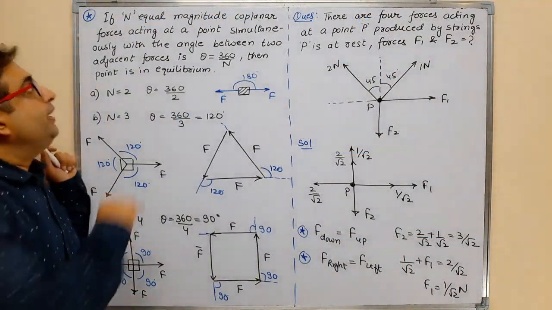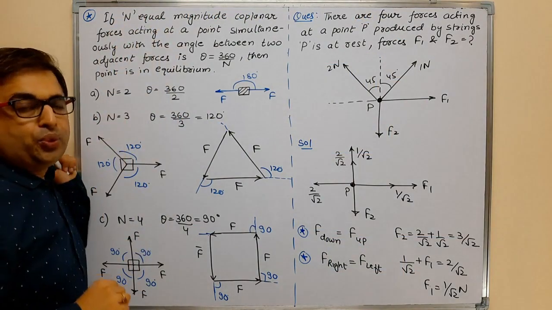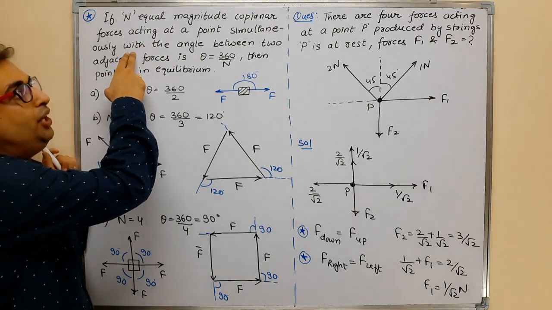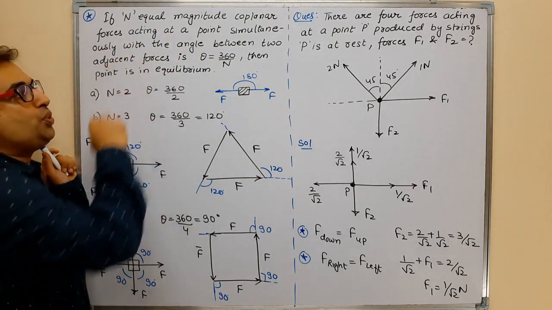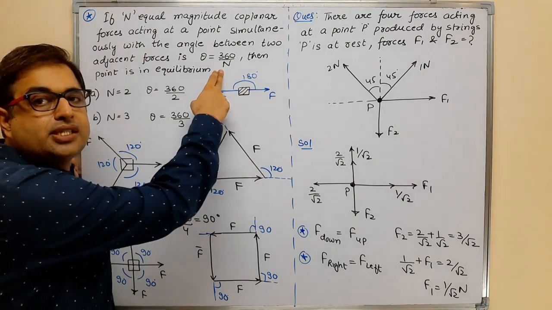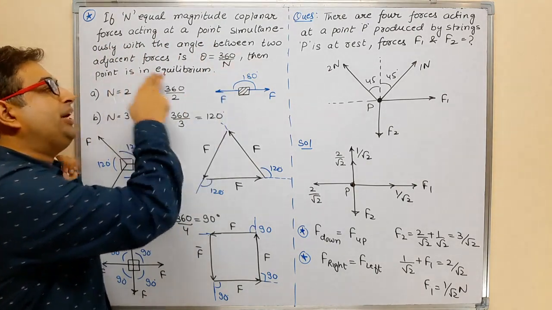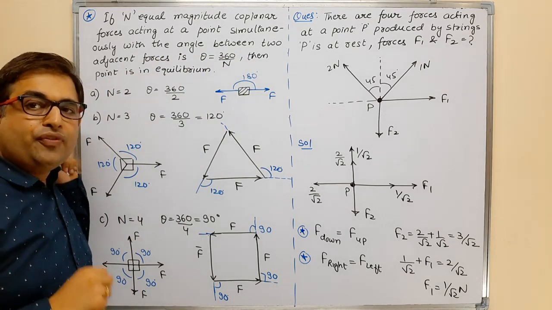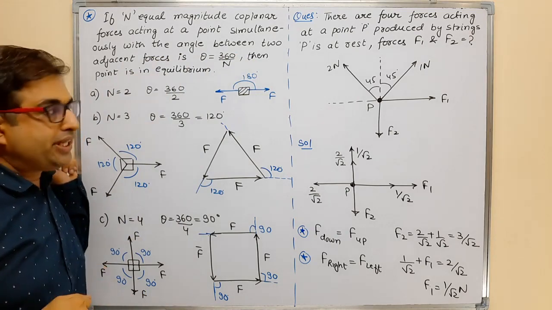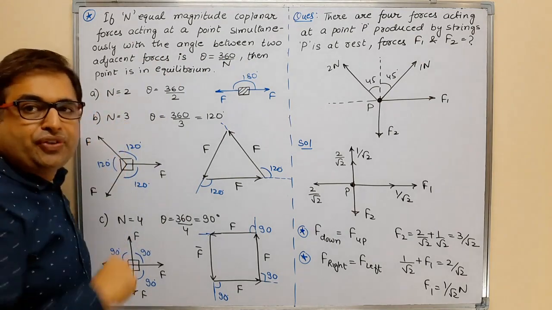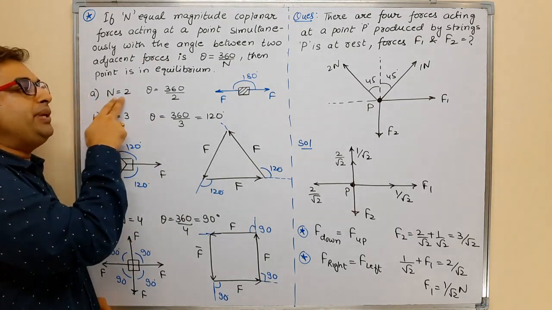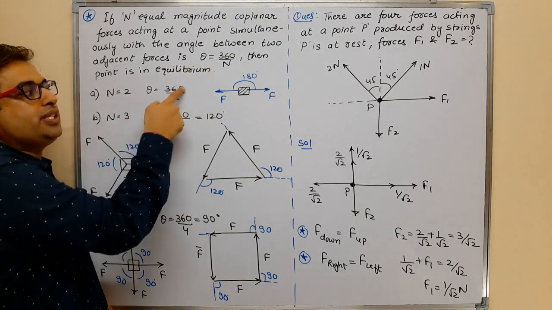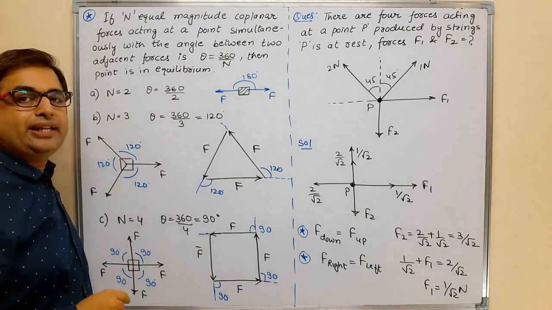Next point. If equal magnitude coplanar forces act at a point simultaneously with the angle between adjacent forces equal to 360 by n, then the point will be in equilibrium. Means the net force acting on the particle will be equal to 0. Let us check this condition by taking different values of n. First I am taking n equal to 2. So what is the angle between the two? 360 divided by 2, that means 180 degree.